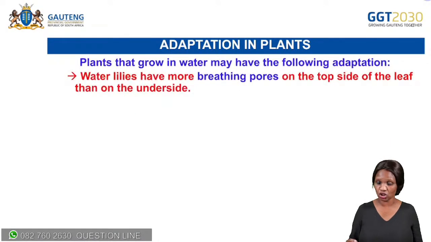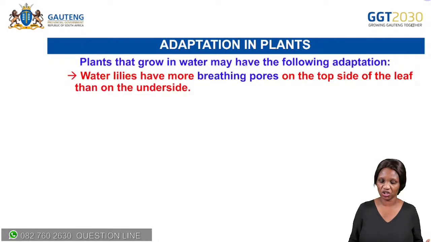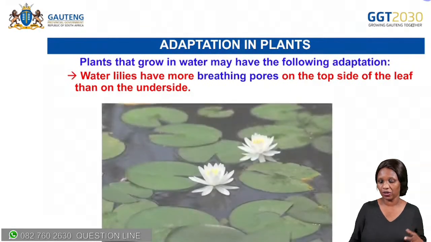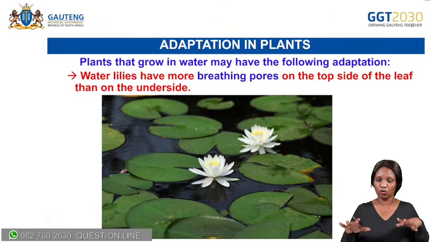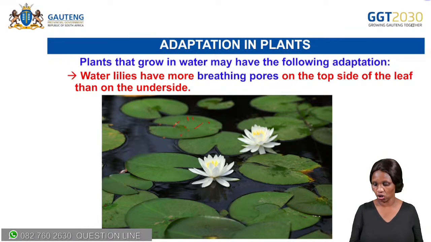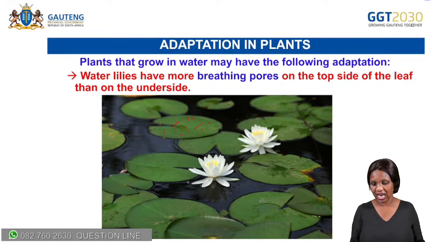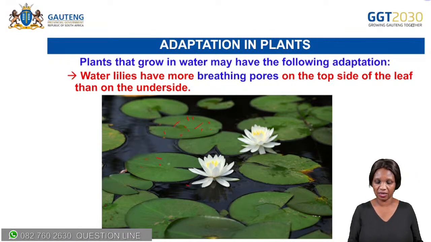And then plants that grow in water, they've got different adaptations. For example, we've got water lilies. When you look at a water lily, we've got a picture of a water lily here. It will be in water, and then it will have the breathing pores at the top of the leaf, rather than on the underside of the leaf. The underside is in water, but the breathing pores will be at the top.